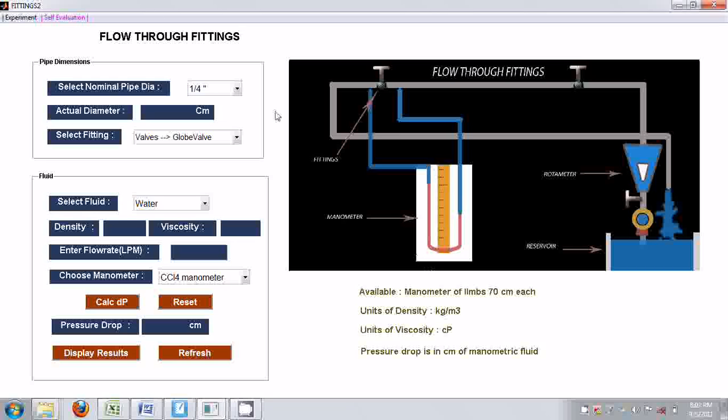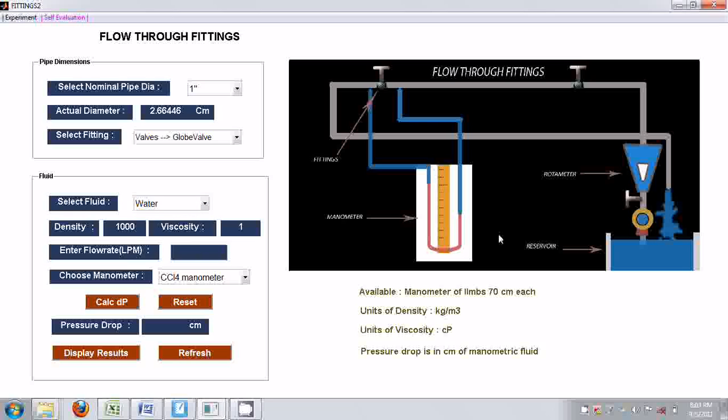And let's do the experiment. Select a nominal pipe diameter, 1 inch. That is the pipe diameter. And select a fitting. Let's select globe valve. Select a fluid, water or anything. This is the benefit of virtual labs. You can have a number of choices in selecting a fluid, which is not feasible in a real world experiment.